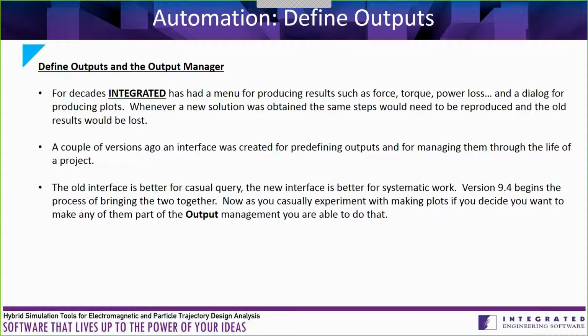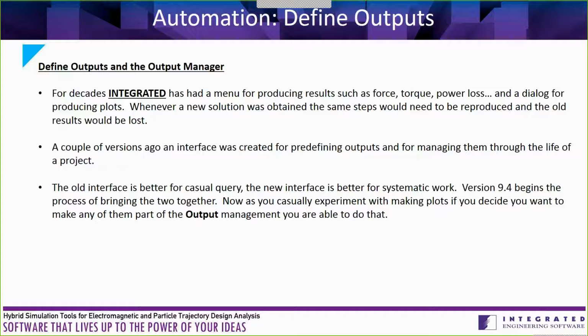What we've concluded once we got going down this road was that our older interface is better for casual queries. That is, I have a result, I look at something, I say, no, I don't want to plot quite there, I want to plot over here. Or I don't want the force on those parts, I want to try it on these parts. It's good for casual work, but our new interface is better for systematic work. That is, once you know what you want, you predefine it, and then you're guaranteed that you've just got it.